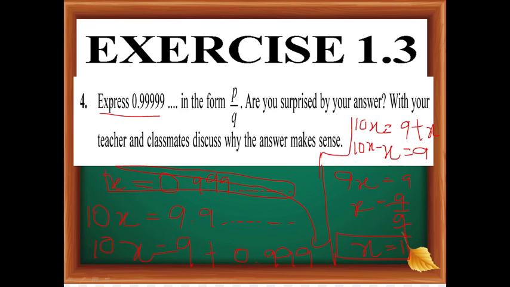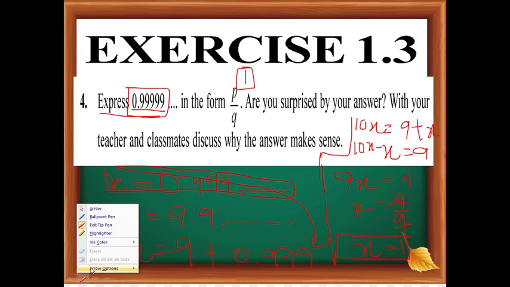Yes, I am surprised because the question is 0.999 bar, and whenever we express this, we expect the answer will not come as a whole number. Oh God! With your teacher and classmates, discuss why the answer makes sense. It came as 1 because whenever we write 0.9999 and estimate it, we will get 1 only. So our answer surprises us.